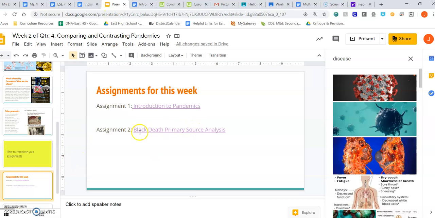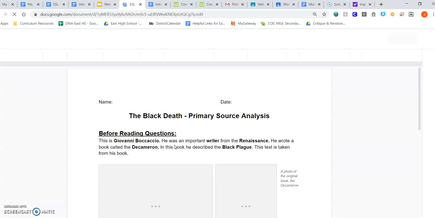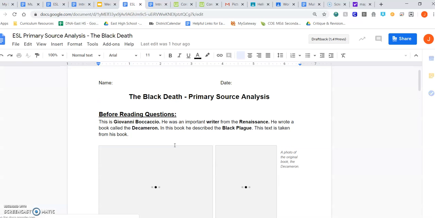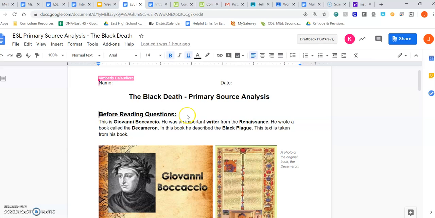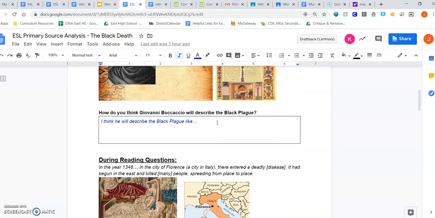Okay, so assignment number 2 is Black Death Primary Source Analysis. This is where we start talking about the plague. So here, you need to start by reading the before questions and the introduction. Answer the questions in these boxes. Finish the sentences in blue by answering the questions in black.